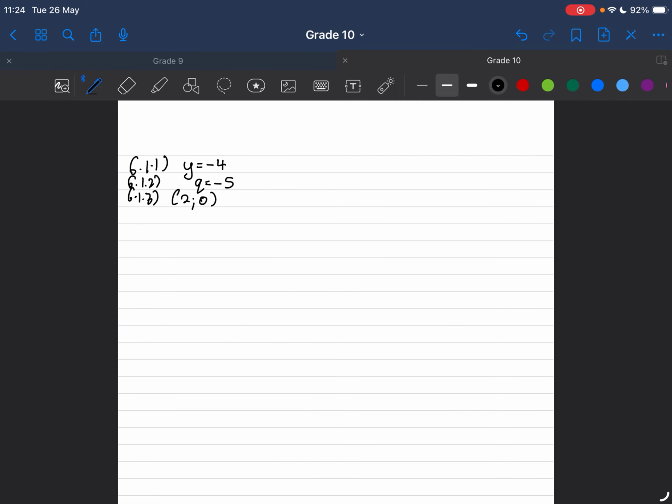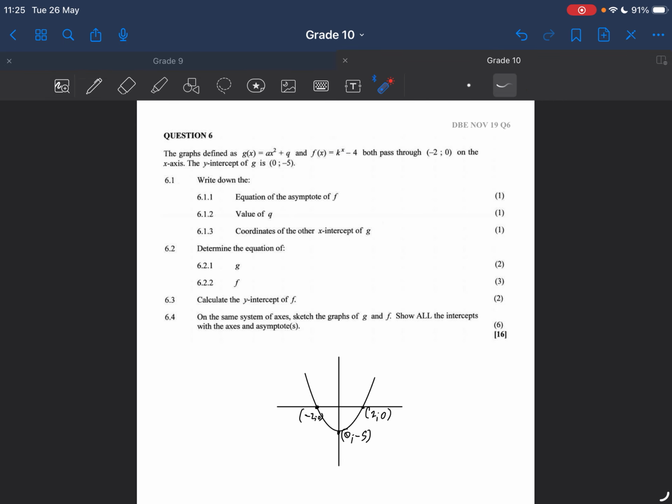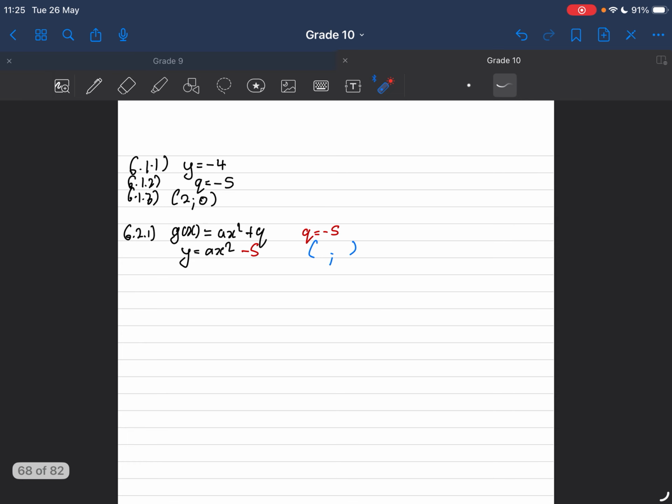All right, then we say determine the equation of g. So that's 6.2.1. g of x is equal to ax squared plus q. The first thing I'm going to put in is the q value. Remember we said it's -5 from before, so we're going to say y is equal to ax squared minus 5. We now need a coordinate to substitute, any coordinate on the graph. Now we know that our g graph passes through this point, and we also have the other x-intercept, so you can use either one. In this case I'm just going to use 2 and 0.